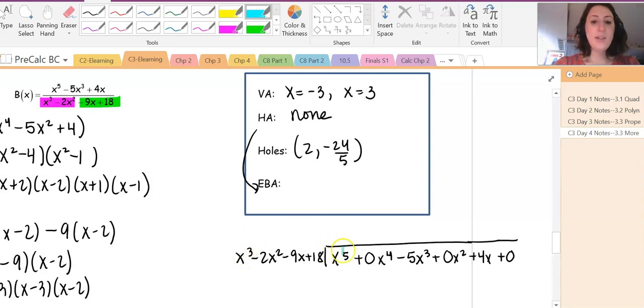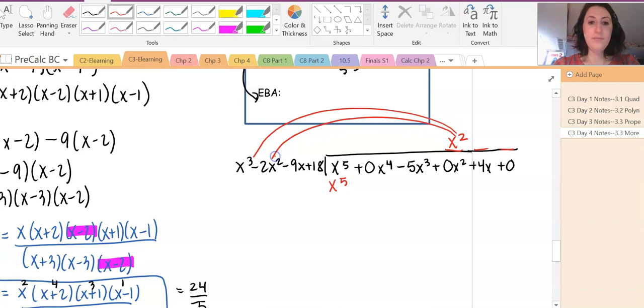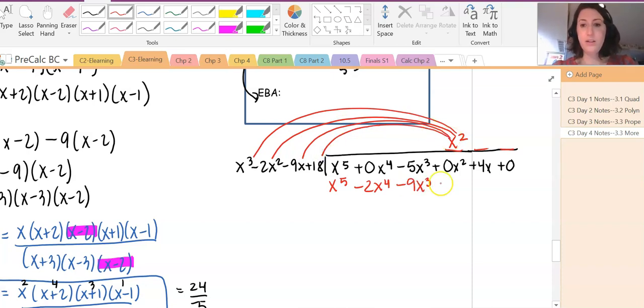We say x cubed times something is x to the 5th, and that's just x squared, and I'm going to put it right here because it lines up over the x squared, and this tells me I'm going to have 1, 2, 3 cycles of this because there are 3 spaces left. Okay, multiply x to the 5th, -2x to the 4th, -9x cubed, 18x squared, and subtract.